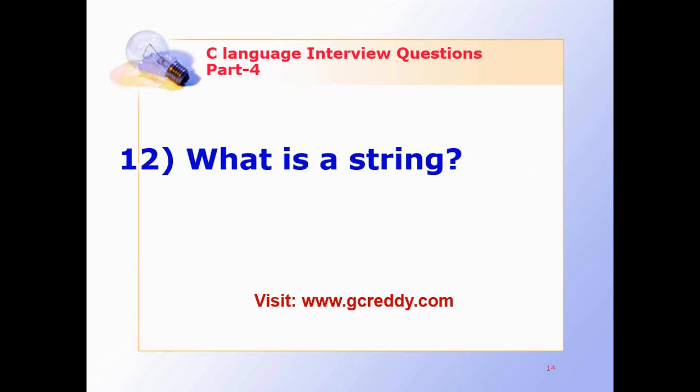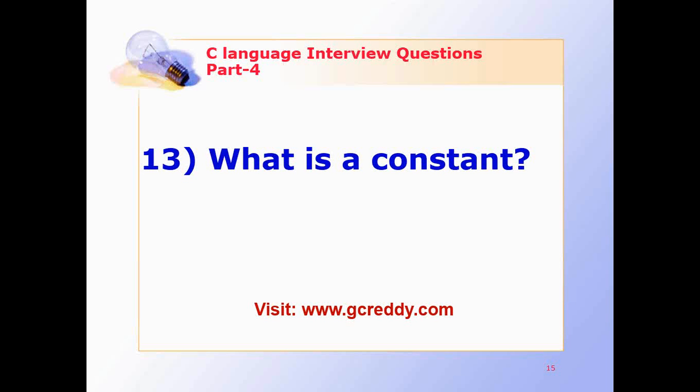What is a string? A string is a sequence of characters ending with null. It can be treated as a one-dimensional array of characters terminated by the null character. What is a constant? A constant is a value that does not change during the program execution. A constant used in C does not occupy memory.